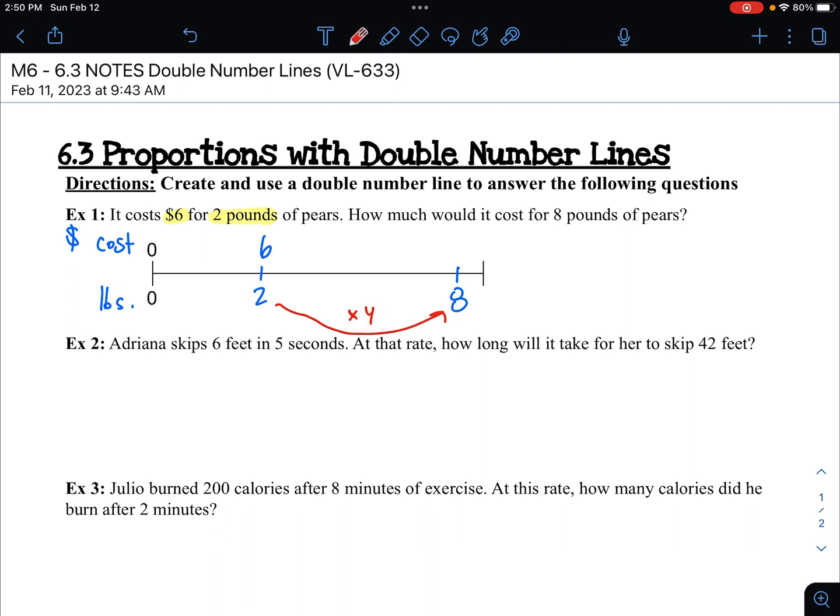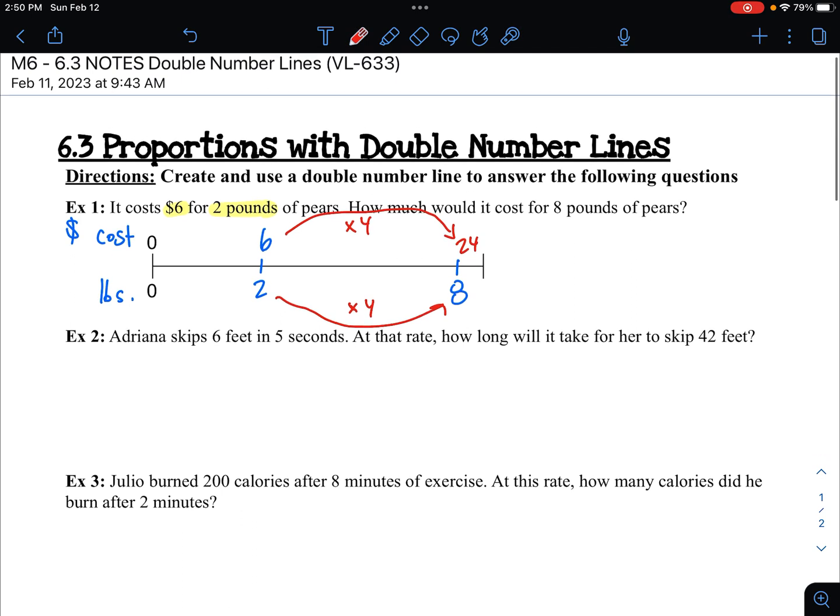So now that I figured out that to get from 2 to 8, I multiply by 4, to get from 6 to my mystery number, I'm going to do the same thing. I'm going to multiply by 4. So 6 times 4 is 24. So right here, 24 is the cost, which is at the top. So it costs $24 for 8 pounds of pears.